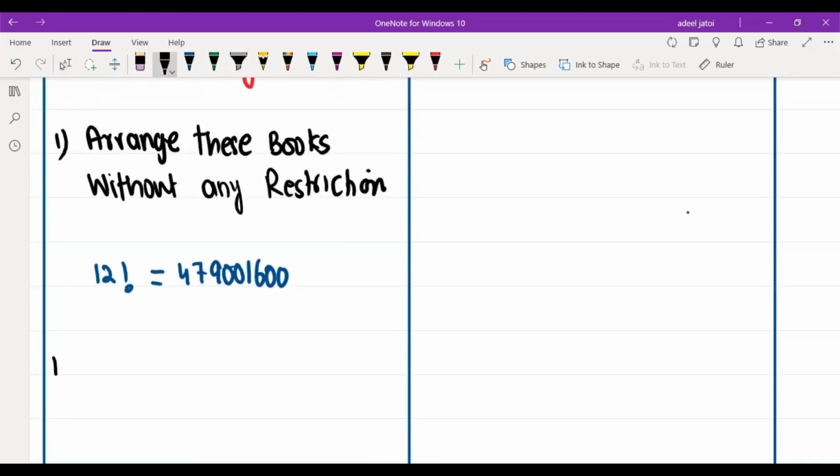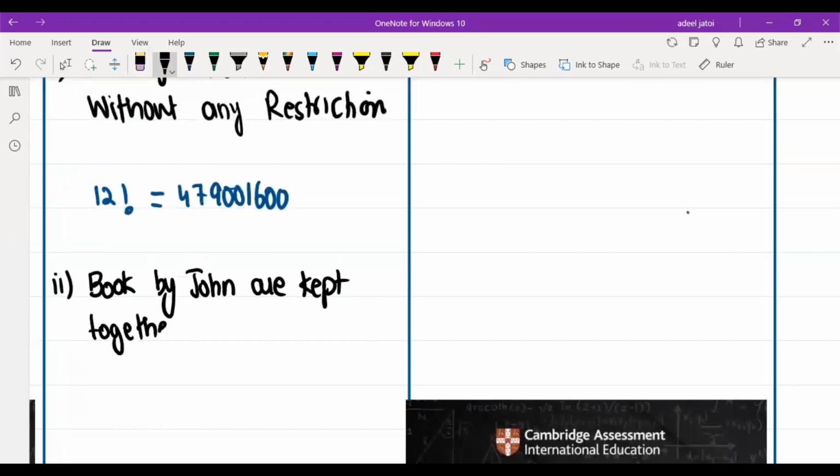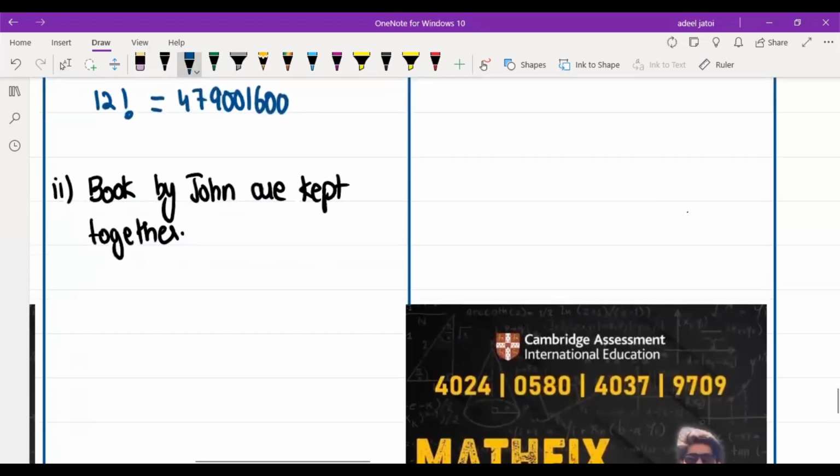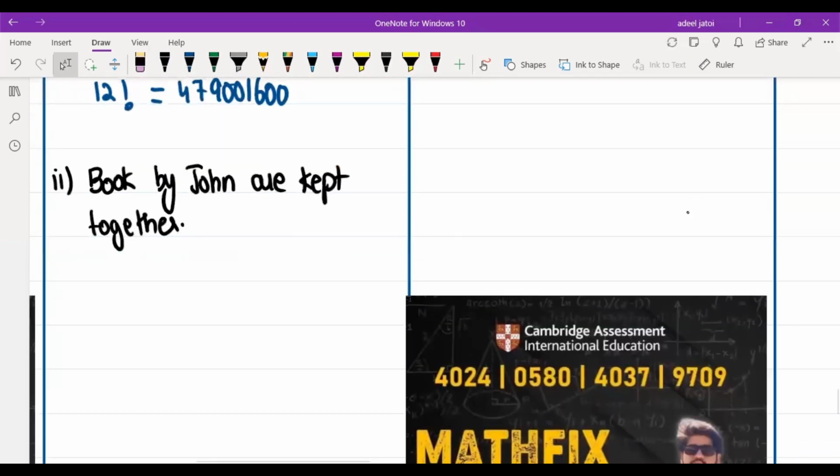Then part 2, if it says books by John are kept together. So when the word together is used, we must think about the block method. How many books of John do we have? We have 4 books of John. So 1, 2, 3, 4, 5, 6, 7, 8, 9, 10, 11, 12.